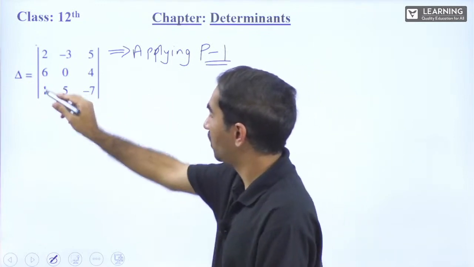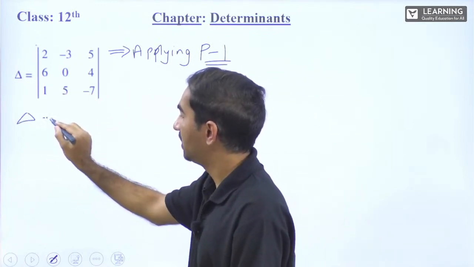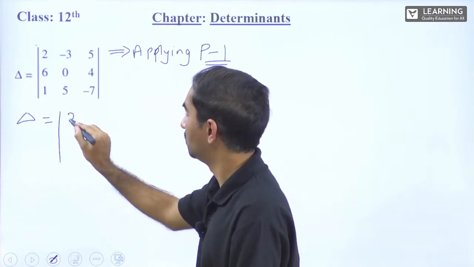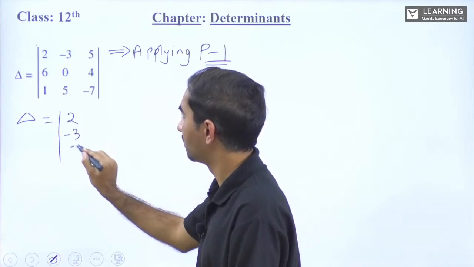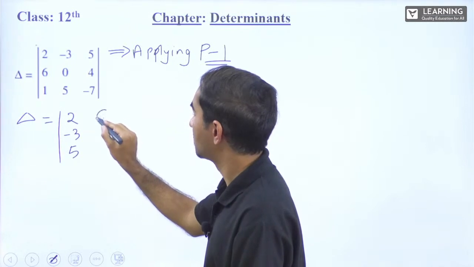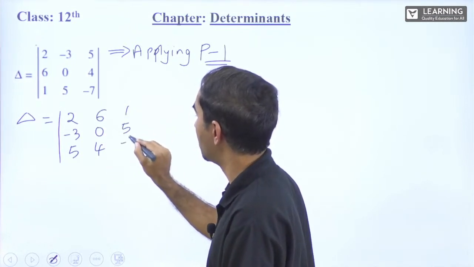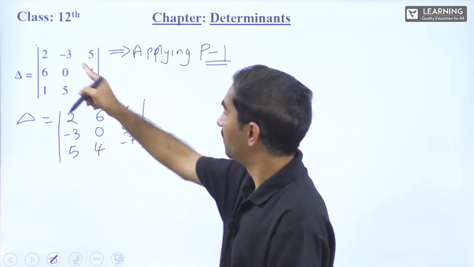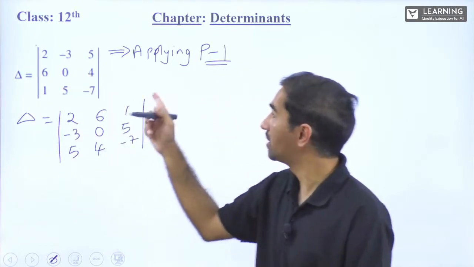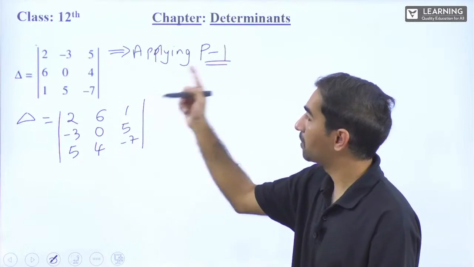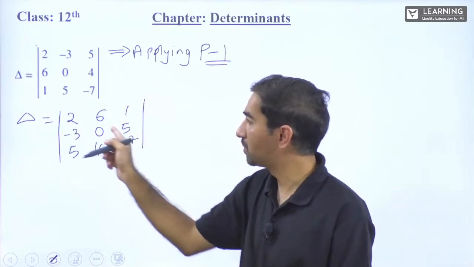So applying property 1, what will delta be equal to? Delta will be equal to the determinant with rows 2, minus 3, 5; 6, 0, 4; 1, 5, minus 7. We have interchanged the rows and columns. So see here, applying property 1. After applying property 1, what did we get? We got this equal to delta.